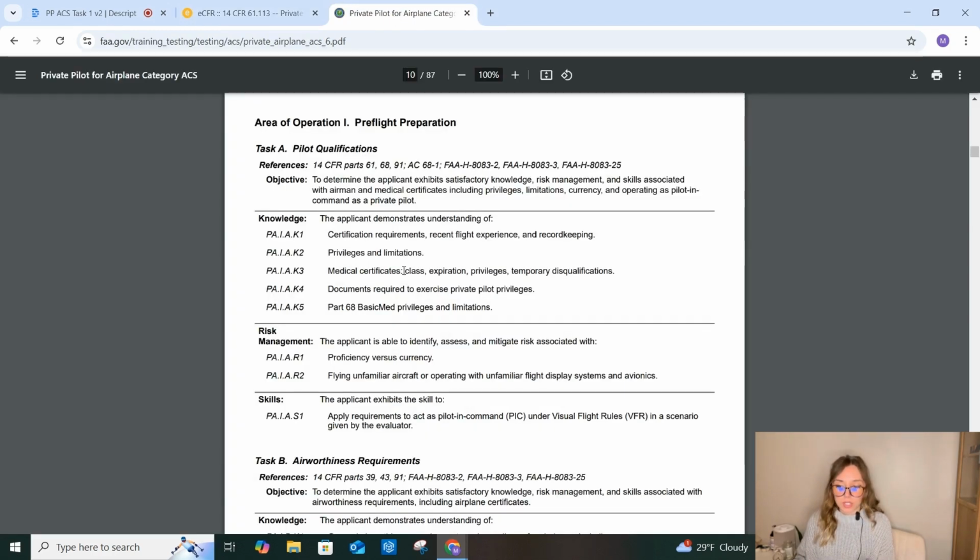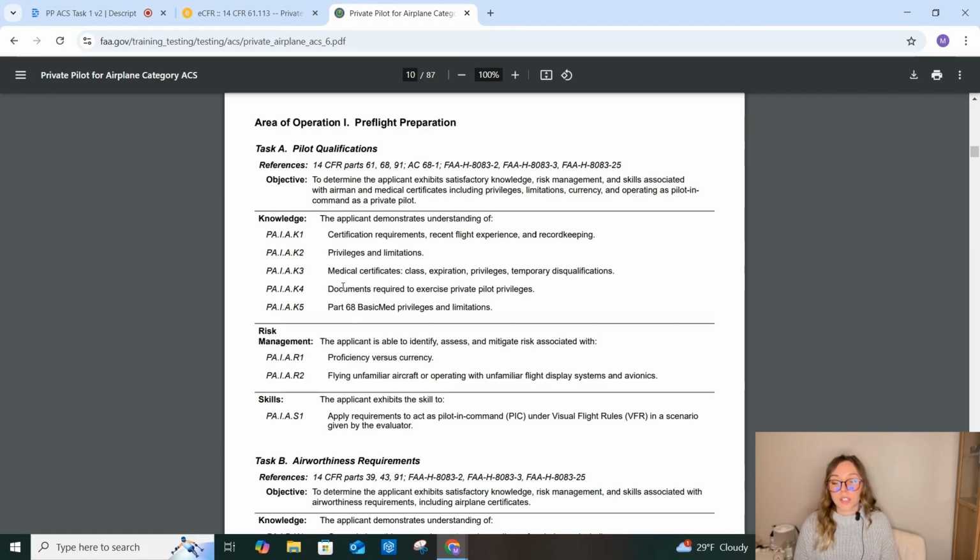So those are privileges and limitations. That wraps up K2. K3: medical certificates, class expiration, privileges, and temporary disqualifications. There are 3 classes of medical certificates. You have first class, second class, and third class. That is important to know.